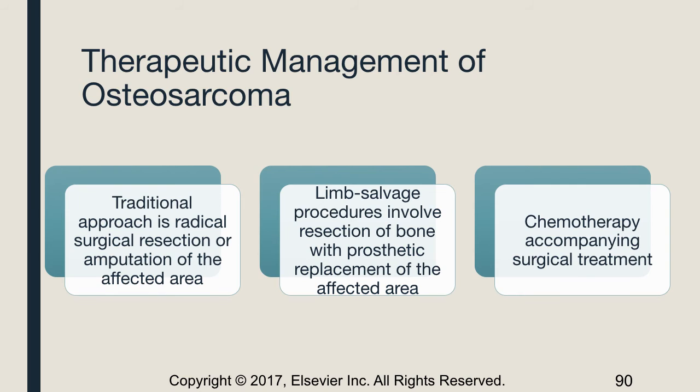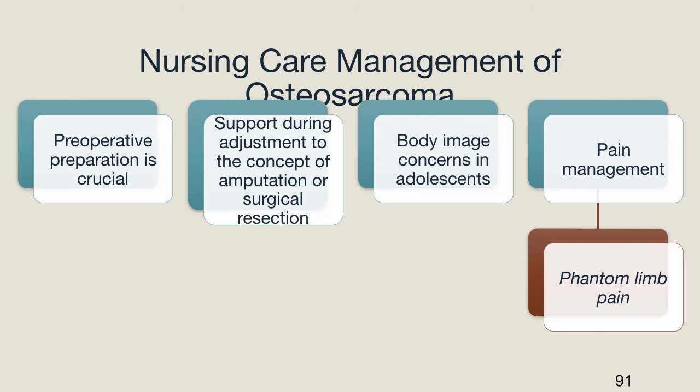Chemotherapy is usually how they treat it, accompanying that surgical treatment. As far as the nursing care and management of osteosarcoma, preoperative preparation is crucial, because one minute they're these healthy, active kids, and the next thing they turn around, they don't have a leg. And so they need a lot of support during the adjustment period to the concept of amputation or surgical resection of their leg. Body image is obviously a major thing.